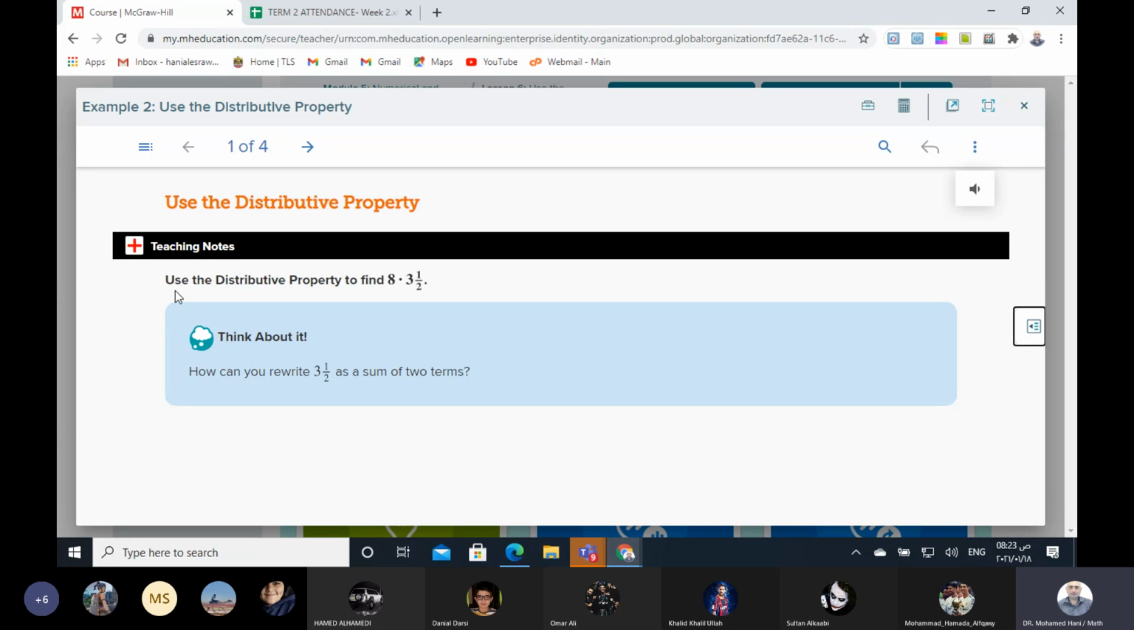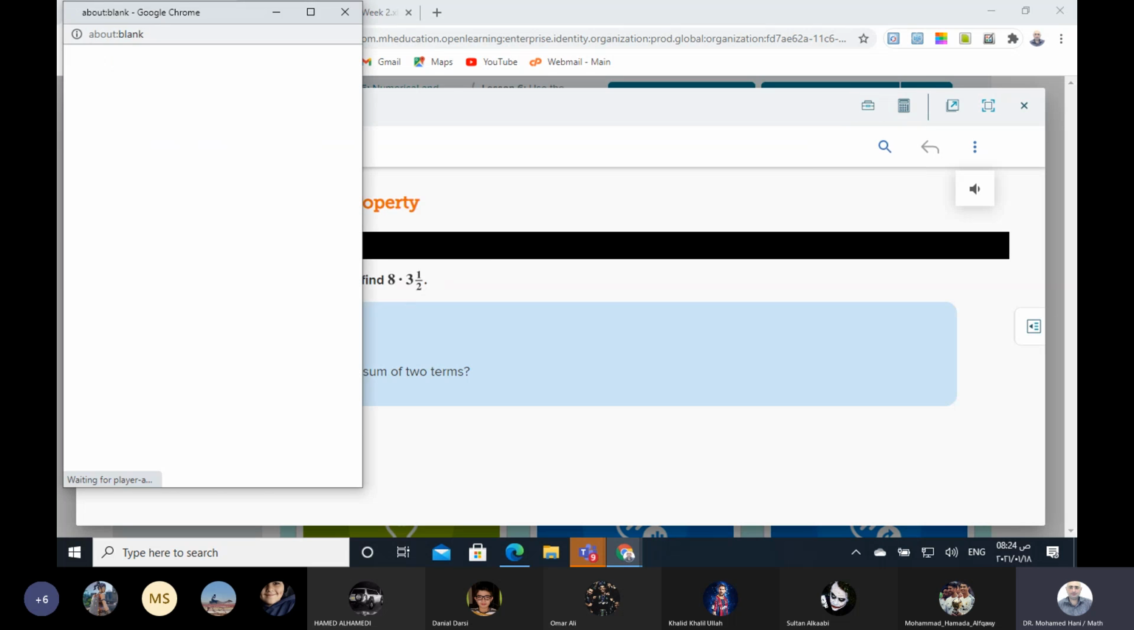Now we have this question. Use the distributive property to find 8 times 3.5. How to use the distributive property here to find this problem? How can you rewrite 3.5 as a sum of 2 terms? You have 2 minutes, please. Try and tell me.